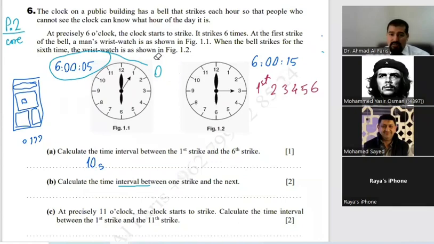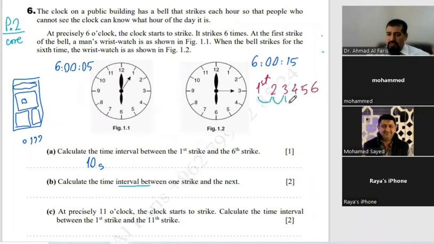If I don't have 0 error, that means the first strike is exactly 0. I will not count it. I will count the time interval between the first strike and the second strike, because that's what they ask. The time intervals from the second to the third, to the fourth, to the fifth, and the fifth to the sixth. So how many time intervals do I have? I have 1, 2, 3, 4, 5 time intervals.